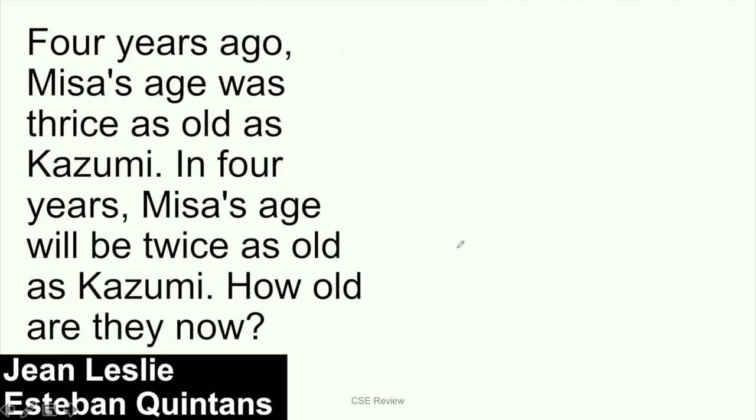Okay? Okay, so this question, padadala ni Jean Leslie Quintans. Actually, this is a little bit more complicated kasi mas marami yung time period. Pero kaya natin yan. Isa-isahin lang natin. You have two people, so yun yung dami ng rows, ang rows natin, Misa and Kazumi.